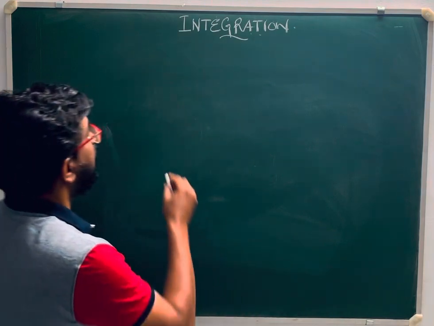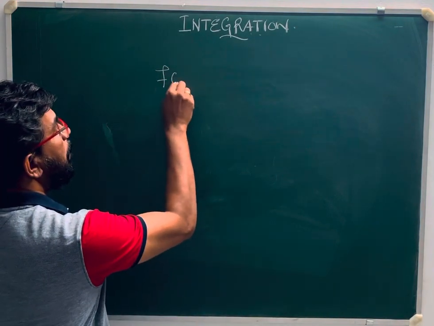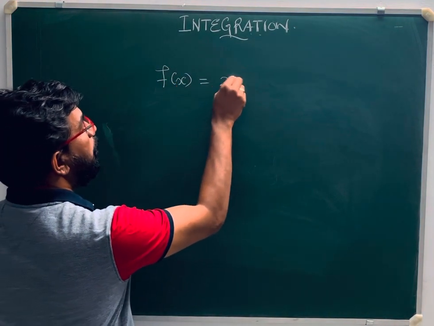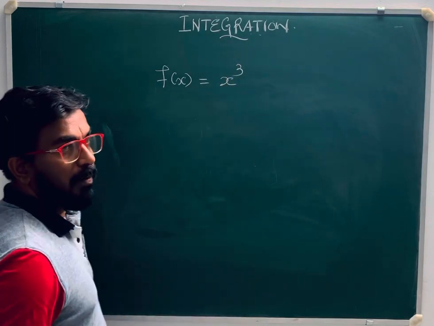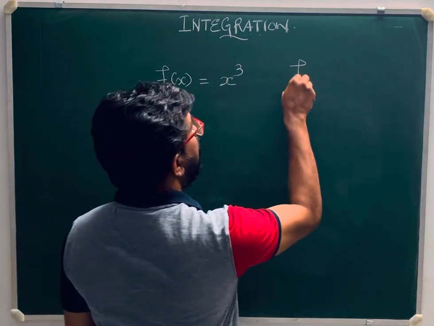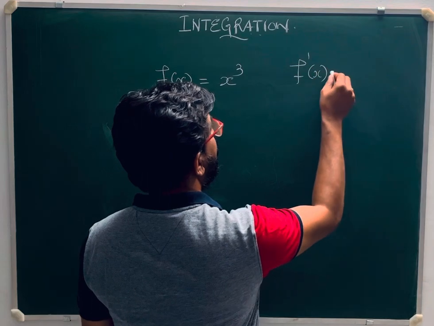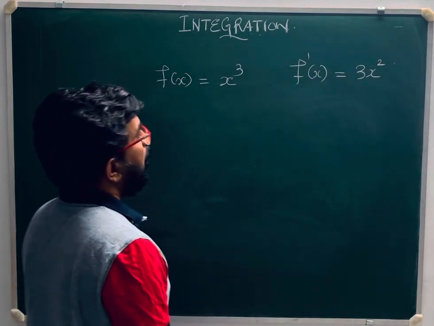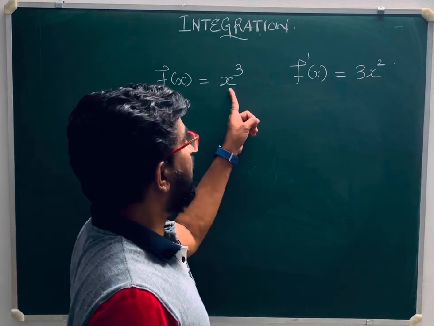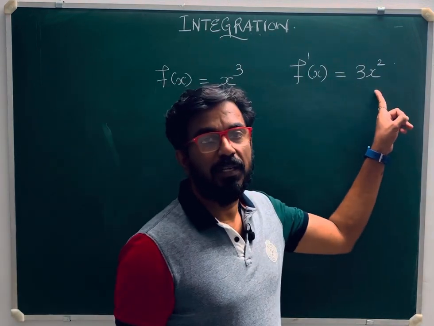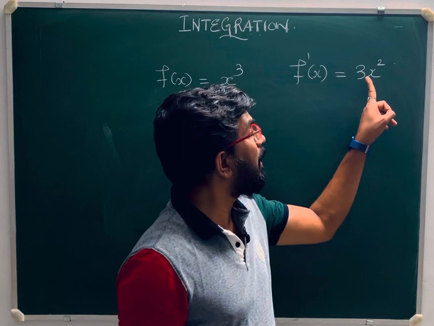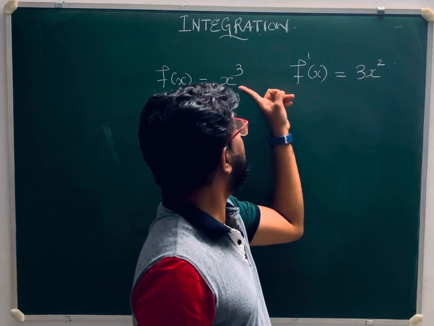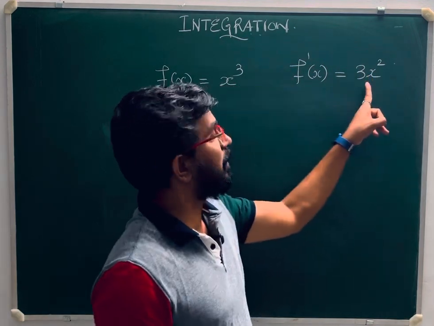Let me write a function. f of x is equal to x cube. If you differentiate this, you get f dash of x, or dy by dx, is equal to 3x square. So x cube, when you differentiate, you get 3x square. So I can say 3x square is the derivative of x cube.